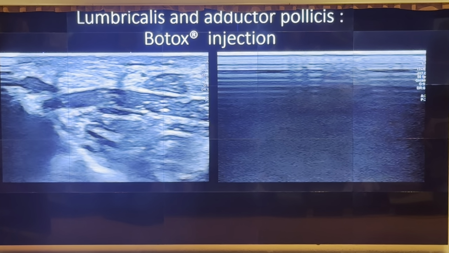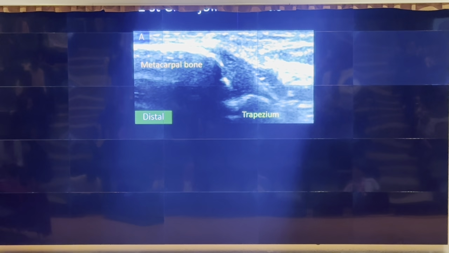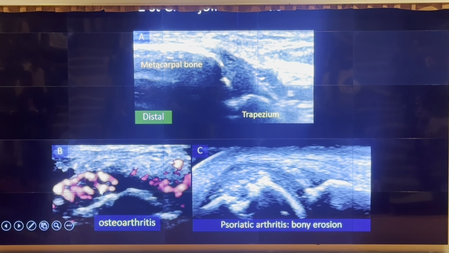This is the last target. So for example, we will see this is the CMC joint. This is a normal case. You can see this is osteoarthritis. You can see the inflammation, and this is psoriatic arthritis. You can see the bony erosion around the bone, and some synovial accumulation, and the ligament becomes swollen.